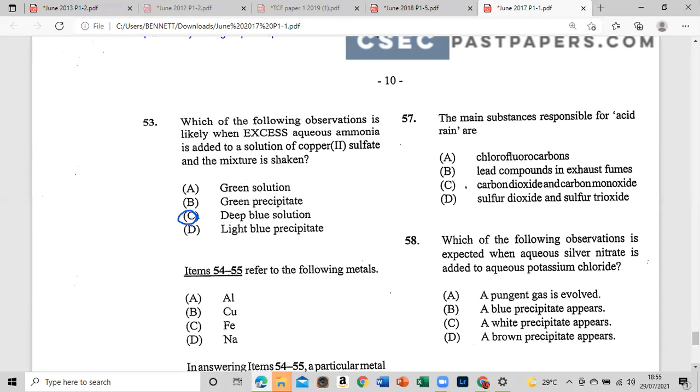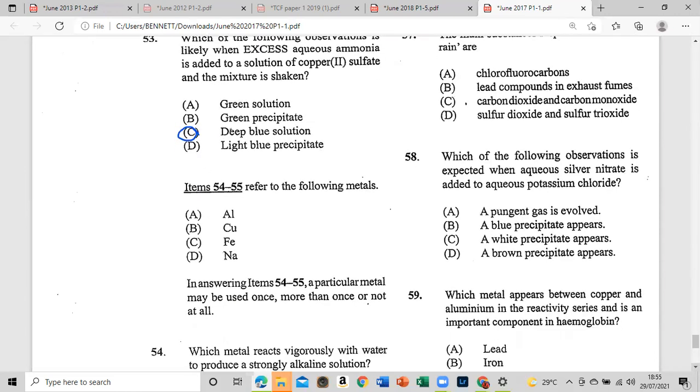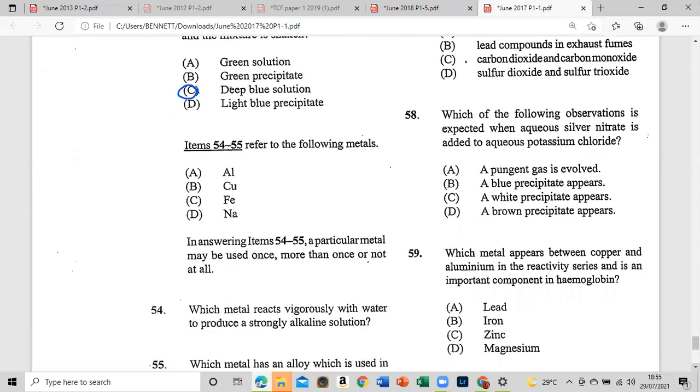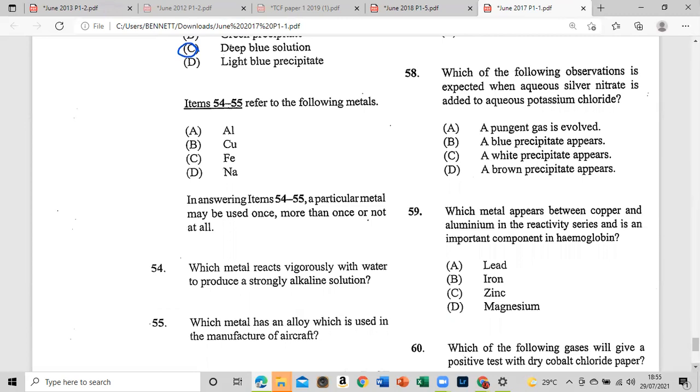Alright, 54 and 55 refer to the following metals: aluminum, copper, iron, and sodium. In answering items 54 to 55, a particular metal may be used once, more than once, or not at all. Which metal reacts vigorously with water to produce a strong alkaline solution? And that would be sodium. So I'm just going to put the symbol for sodium. And that is letter D. So we're not wasting time. We'll still have everything sticking in the brain.